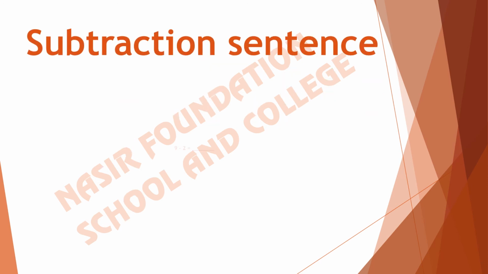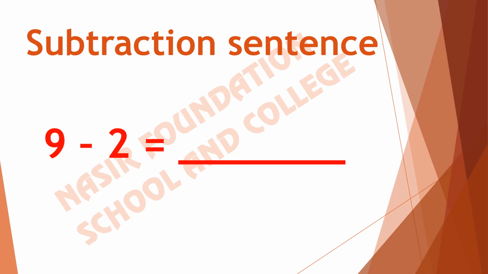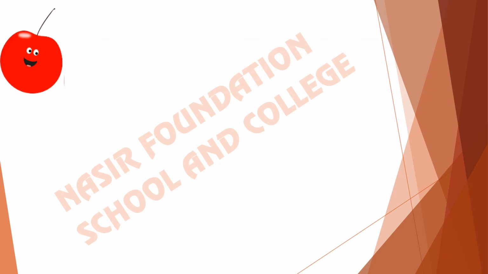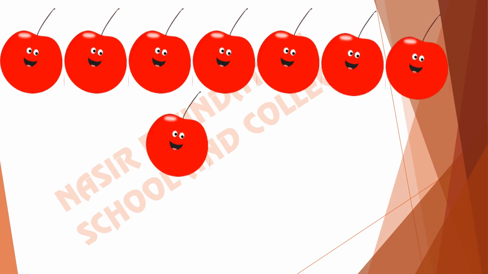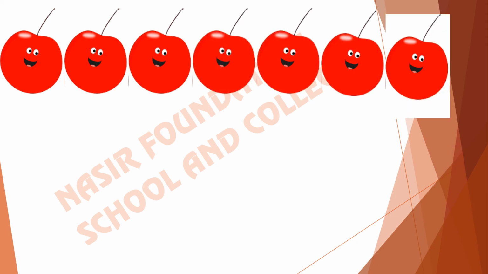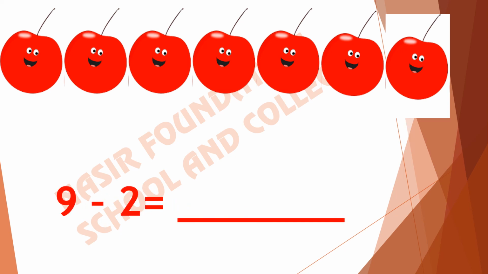Here we have the next subtraction sentence. 9 minus 2. Now count the number of shapes. 1, 2, 3, 4, 5, 6, 7, 8 and 9. Out of 9 we have to subtract 1, 2. So how many cherries are left? 1, 2, 3, 4, 5, 6 and 7. It means if we subtract 2 from 9, we are left with 7.